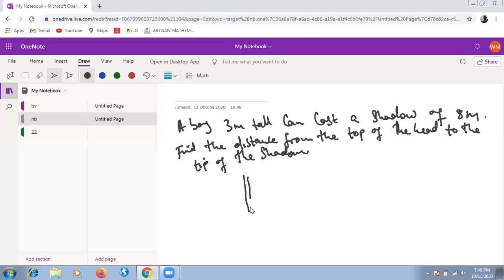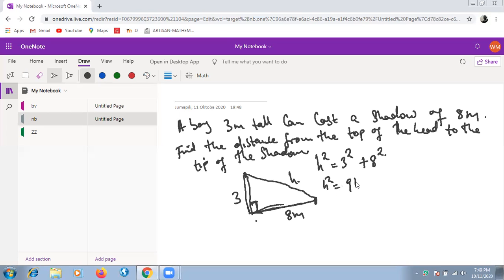So we have a boy here who is standing, and his shadow is like this. The tip of the shadow is here, the head of this boy is here. Now we are calculating the direct distance from the top of the head to the tip of the shadow. The assumption we make here is that when the boy is standing, he makes an angle of 90 degrees with the ground. Therefore, if this boy is 3 meters tall and the shadow is 8 meters, this is our hypotenuse, and we say hypotenuse squared is equal to 3 squared plus 8 squared. So h squared is equal to 9 plus 64. H squared is equal to 73.